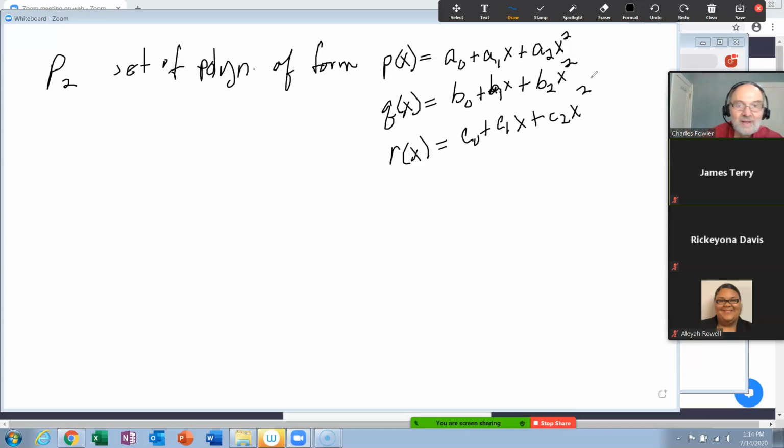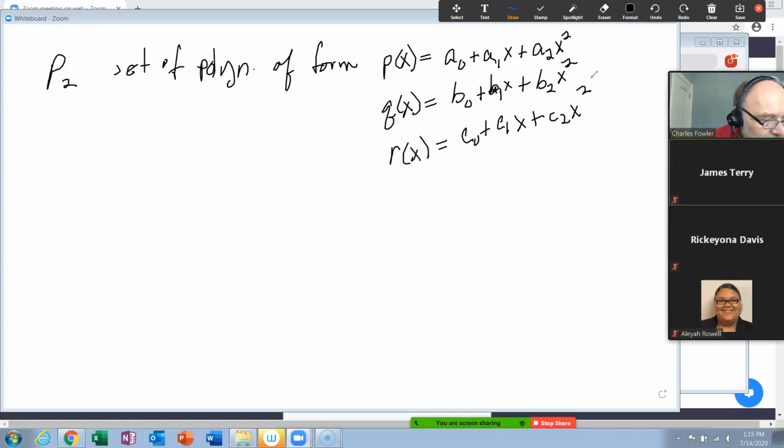The fifth one: is there an additive inverse? Sure there is. Just negate everything. Minus A0, minus A1x, minus A2x squared. Add that to A0 plus A1x plus A2x squared. And guess what you get? The 0 polynomial. You get 0. Nothing. They all disappear. You get the 0 polynomial of degree 2 or less.